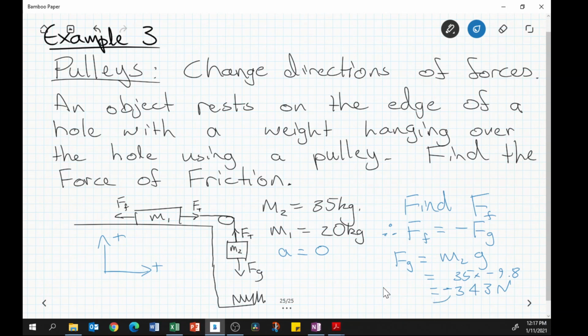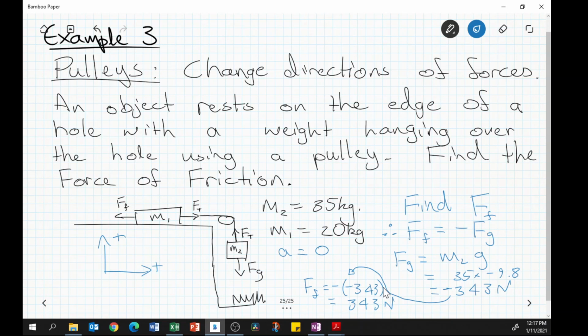So our force of friction, FF, is equal to negative 343, which is going to give us a positive. Does that make sense? Should friction be positive in this case?